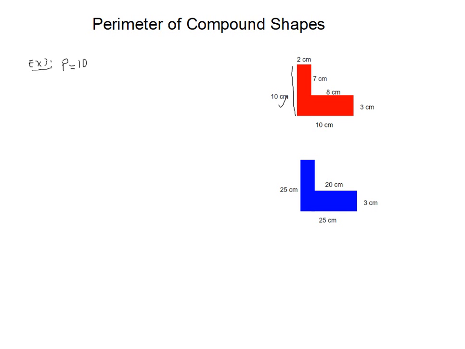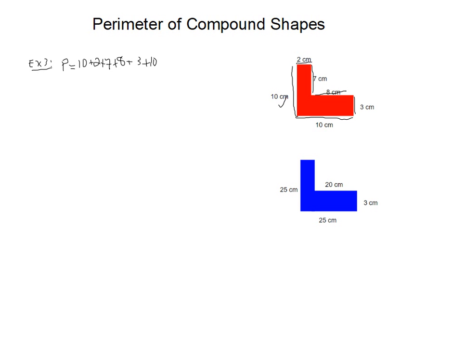So that's 10 centimeters plus the next side, which is this one here at 2 centimeters. Plus the next one, which is over here at 7 centimeters. So I'm just going to jot that down. Plus this one here, which is 8 centimeters, plus the 3 centimeters over here, plus this last side of 10 centimeters. You can see we're right back where we started, so that's the last side that we need to do.